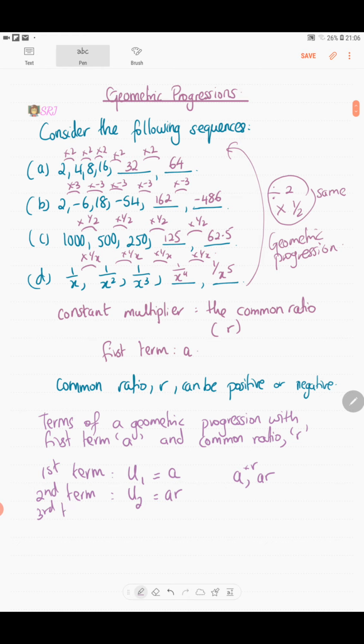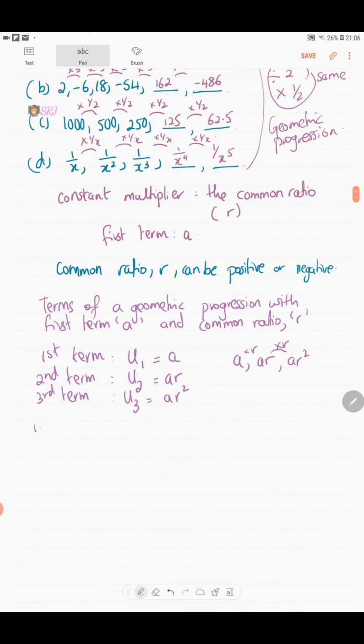Third term. To obtain the third term, we have to multiply the second term by R. So we obtain AR squared. Fourth term, U4 will be AR squared times R, which is AR cubed.